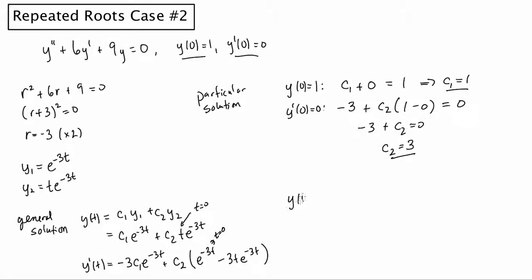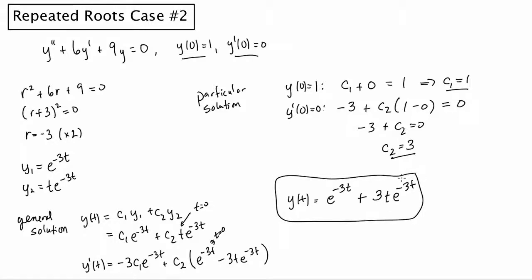And so our solution here is 1 times y1, so e to the negative 3t, plus c2 times y2. So this is our particular solution in this case. All right, it's really a fairly simple process as long as we understand what the fundamental set of solutions is and where it comes from.